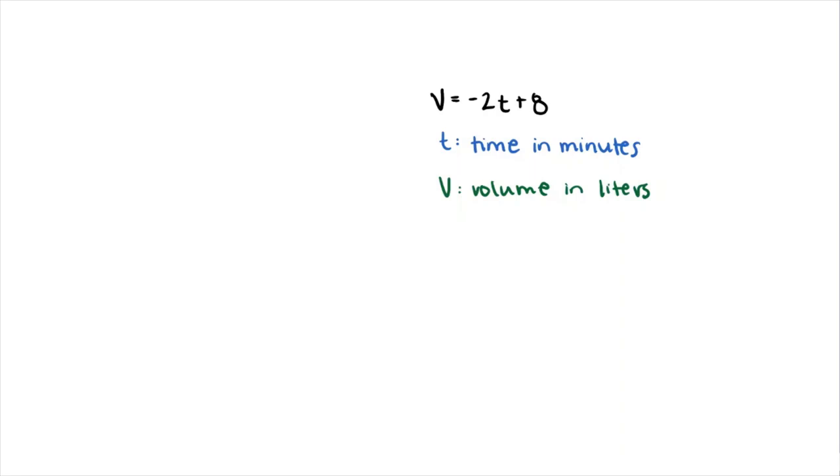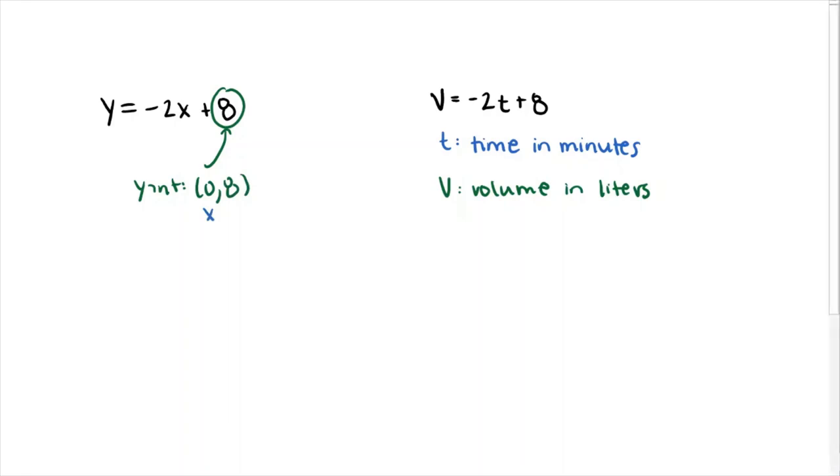Okay, so I want to explore this idea of a y-intercept, and if I had this equation in slope-intercept form, so if I wrote it as y is equal to mx plus b, I might see it as y is equal to negative 2x plus 8. And if I were to ask you what's the y-intercept of this equation, you would tell me it's (0, 8). When x is 0, y is equal to 8.